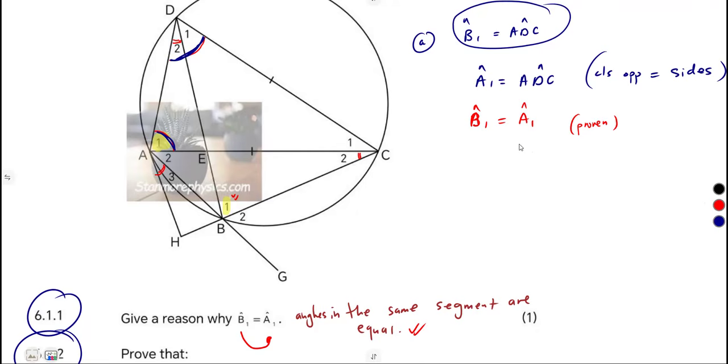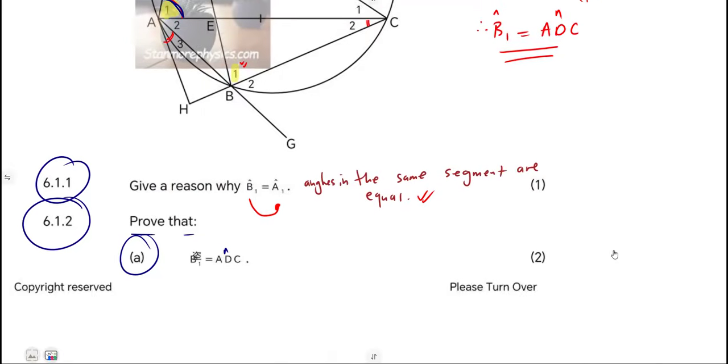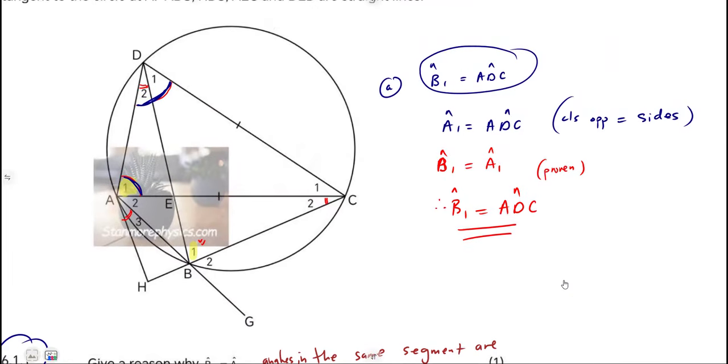So if A1 is equal to B1 and the same A1 is equal to ADC, it means B1 is equal to ADC. So therefore, angle B1, the one that we want to prove, is the same as angle ADC. So that is the concept that you just needed. All right, let us see another part.